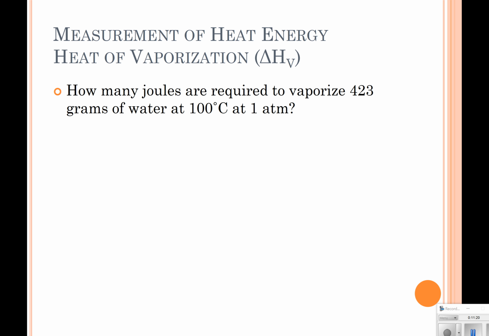Now, to see an example of this, again, we want to look for keywords that indicate that we're going to use heat of vaporization, or that can get us to the heat section on Table T. So again, we see things like joules. How many joules are required to vaporize? Vaporize should also indicate heat of vaporization. It is a phase change from liquid to gas.